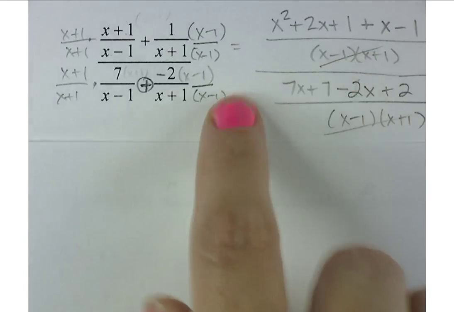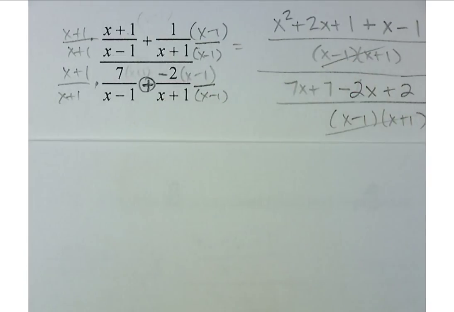Now we're going to do something similar here, but this one you have to be careful of because it's a negative. If you want, sometimes what I do, see how I changed this to a plus? And then I distributed the negative to the 2 right away? Yeah, so then when I distribute, I did negative 2 times x times negative 1. Okay, so then if I distribute, I'll get 7x plus 7 minus 2x plus 2.